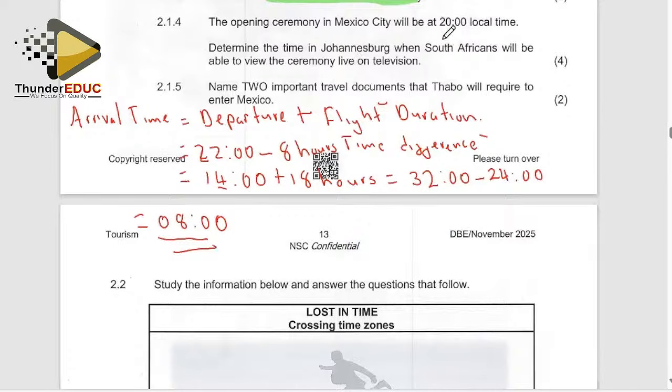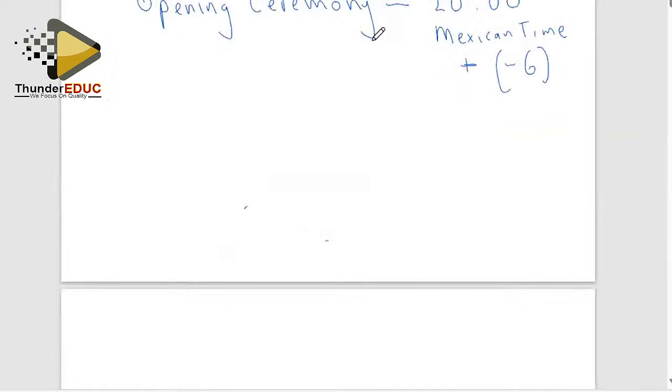So already when we did our calculation, you have noticed that there's an 8-hour time difference between Johannesburg and Mexico, which means that the Mexicans are actually 8 hours behind in terms of what? In terms of time. So when it is 20:00 in Mexico City, it means that the South Africans will be 8 hours ahead. So what do we do? Let's go back to our blank page.